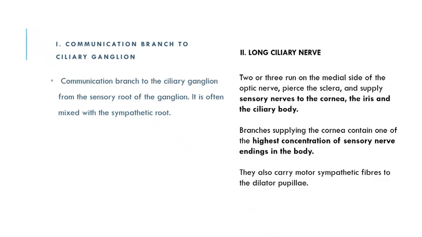Two or three run on the medial side of the optic nerve, pierce the sclera and supply sensory nerve fibers to the cornea, iris, and ciliary body. The branches supplying the cornea contain one of the highest concentrations of sensory nerve endings in the body and also carry motor sympathetic fibers to the dilator pupillae.